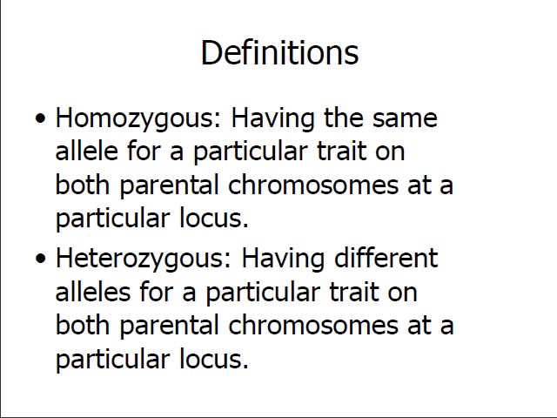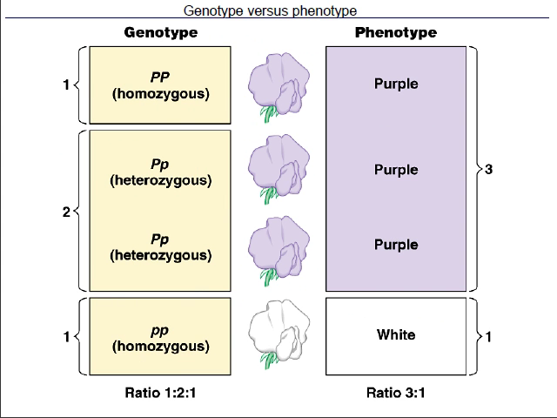Now at this time I need to define some other terms. We've got homozygous. That means if you have the same allele for a particular trait on both of your homologous chromosomes at a particular location, you're homozygous, the same. Homo means same. Heterozygous means having different alleles for that trait on your chromosomes. Hetero means different. So let's take a look at the genotype and the phenotype, homozygosity versus heterozygosity, and how this manifests in the purple and white situation.